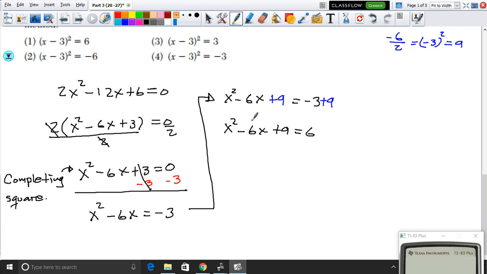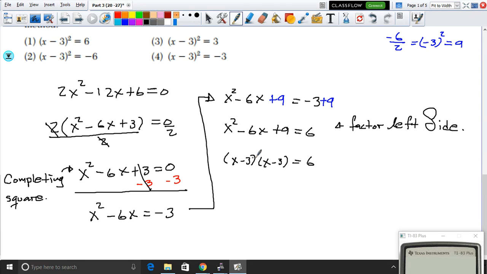We can factor the left side. We're looking for two numbers that, if you multiply, give you 9, and if you add them up, give you negative 6. Here, we just want to factor the left side. So notice that those two numbers are negative 3 and negative 3, because negative 3 times negative 3 equals positive 9, and negative 3 plus negative 3 gives you negative 6. So that means we can rewrite this as x minus 3 times x minus 3 equals 6.